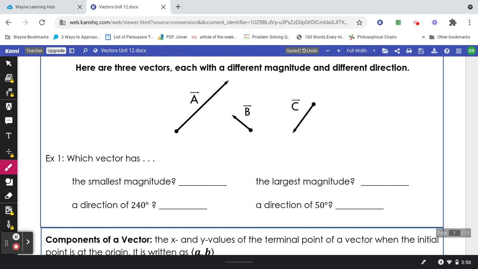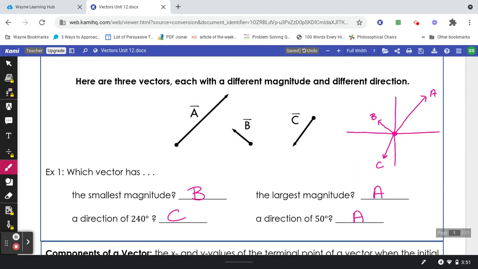Which one is the shortest? That would be B. What about the largest magnitude? That would be A, the longest one. Direction of 240. The directions are a little bit easier to see if you think about them all starting from the same point. So if you looked at vector A and moved that to there, and then you took B and put it on, it looks like that. And then C looks like it's going downhill like that. So direction of 240, C is the only one that could possibly be 240 degrees. And then a direction of 50, that would have to be vector A.